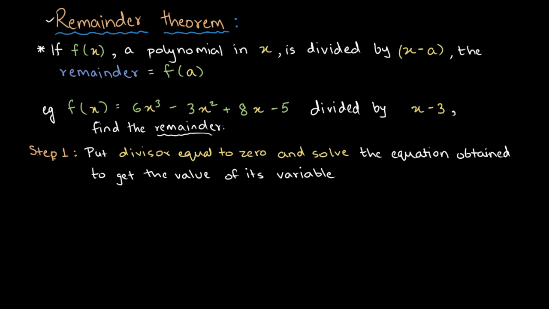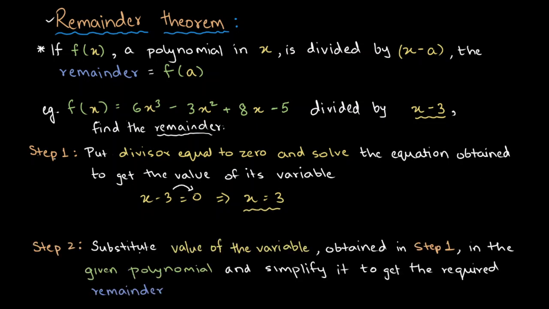The first thing we need to do is put the divisor equal to 0 and solve the equation to get the value for the variable. So x minus 3 here is my divisor, so you set that equal to 0. To solve this equation, take the 3 to the other side. This gives me the value of my variable x as 3. Now remember this value, we're going to use it later in step 2, which tells us to substitute the value of the variable obtained in step 1 in the given polynomial and simplify it to get the required remainder.